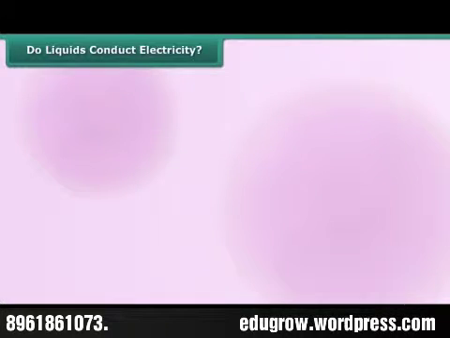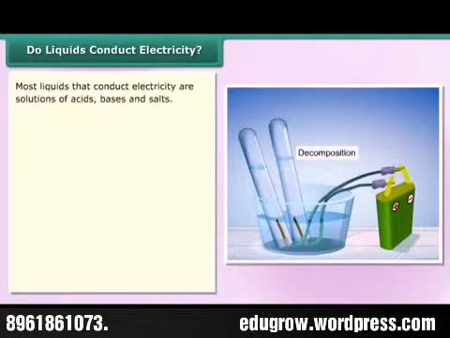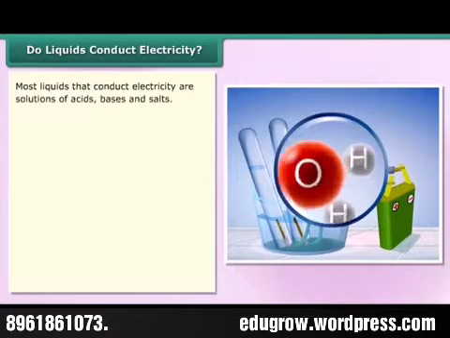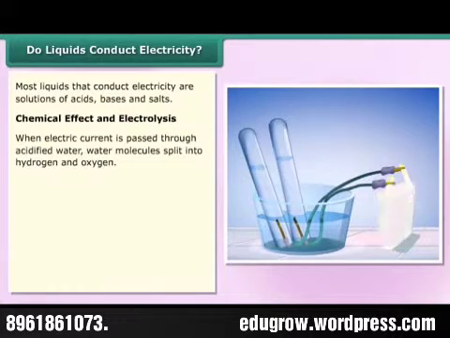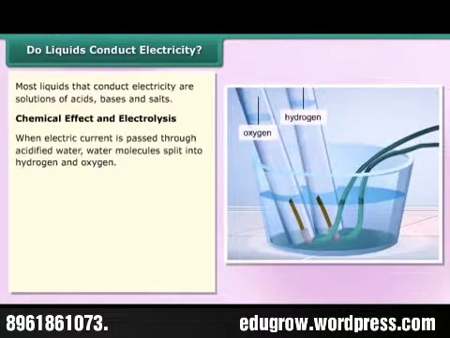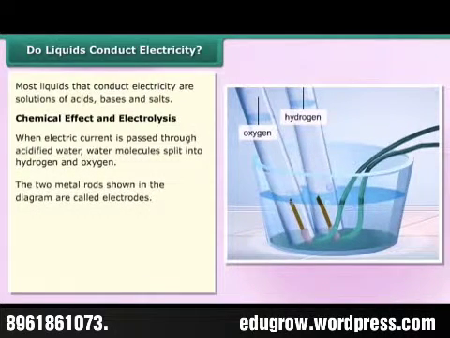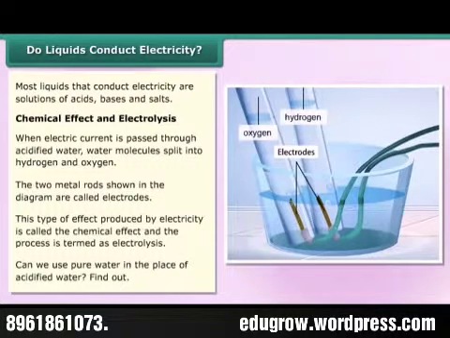Do liquids conduct electricity? Most liquids that conduct electricity are solutions of acids, bases, and salts. Chemical effect and electrolysis. When electric current is passed through acidified water, water molecules split into hydrogen and oxygen. The two metal rods shown in the diagram are called electrodes. This type of effect produced by electricity is called the chemical effect, and the process is termed as electrolysis. Can we use pure water in the place of acidified water? Find out.